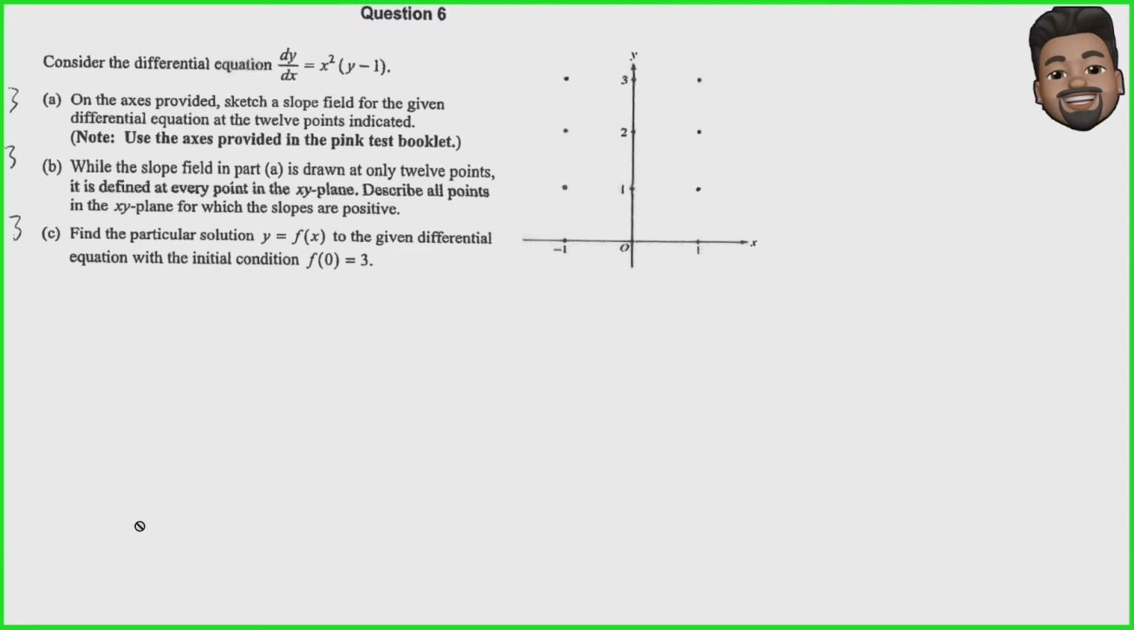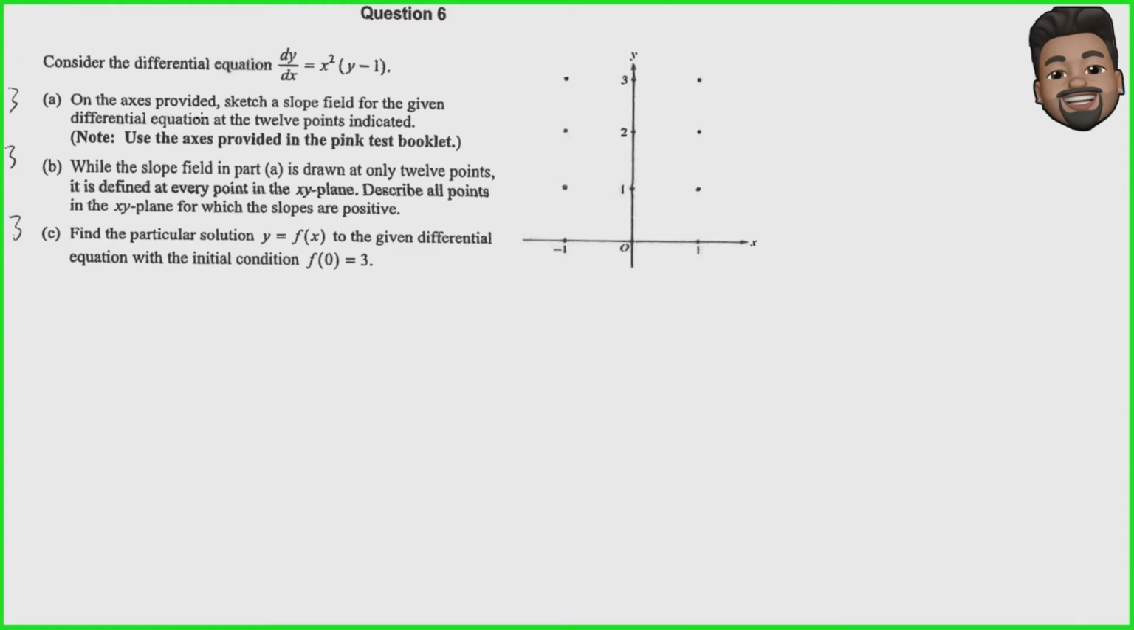Moving on to question number 2004, question number 6. Now, if you notice, we haven't done some of these in a while, and they're slowly starting to creep up, which is our slope fields. Now, our slope fields, as you know, there's two things we need to do.